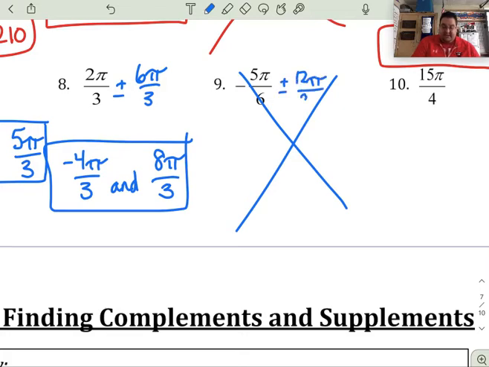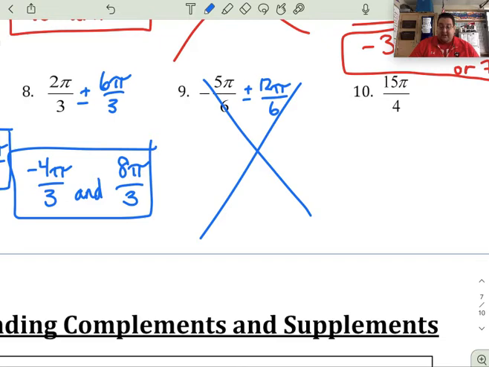12 pi over 6, not 8. I don't know why I wrote that. So you should end up with negative 17 pi over 6 and positive 7 pi over 6. Add and subtract the numerators, same thing that we did before. The one I do want to talk about is number 10, though.